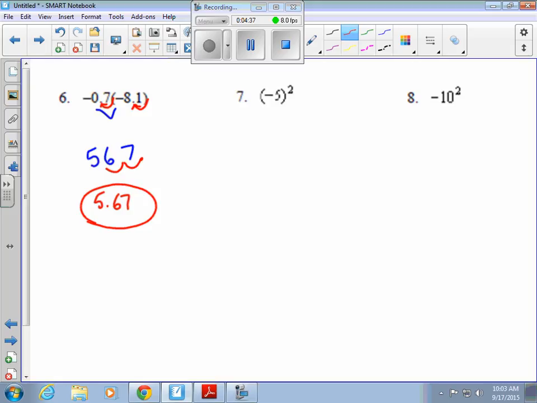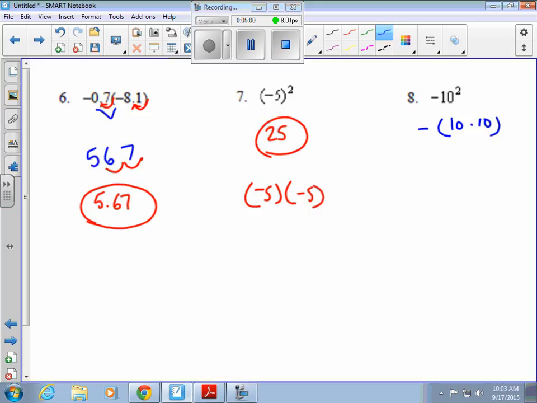Again, a negative times a negative is a positive 25. Now, the difference between number 7 and number 8 is the set of parentheses. Clearly, 5 is not the same number as 10. But when you do 7, it's negative 5 times negative 5 because of the parentheses. When you do 8, it's only 10 times 10.